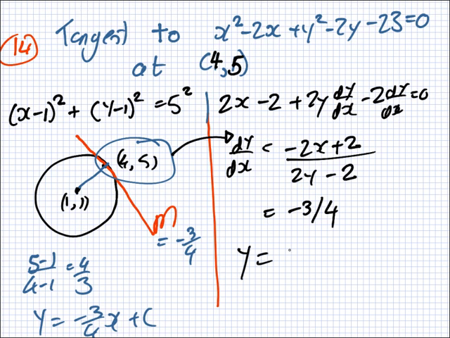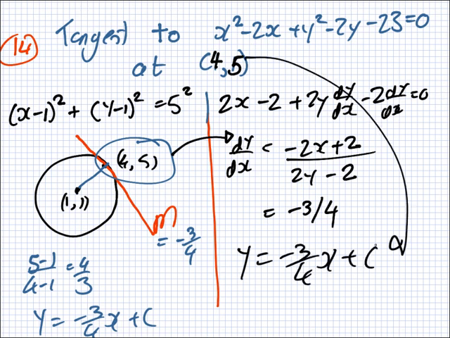So, you know the story, y equals minus 3 over 4x plus c. How do you get the c? You sub in the point and it's the same again. So you have two ways to do this one.